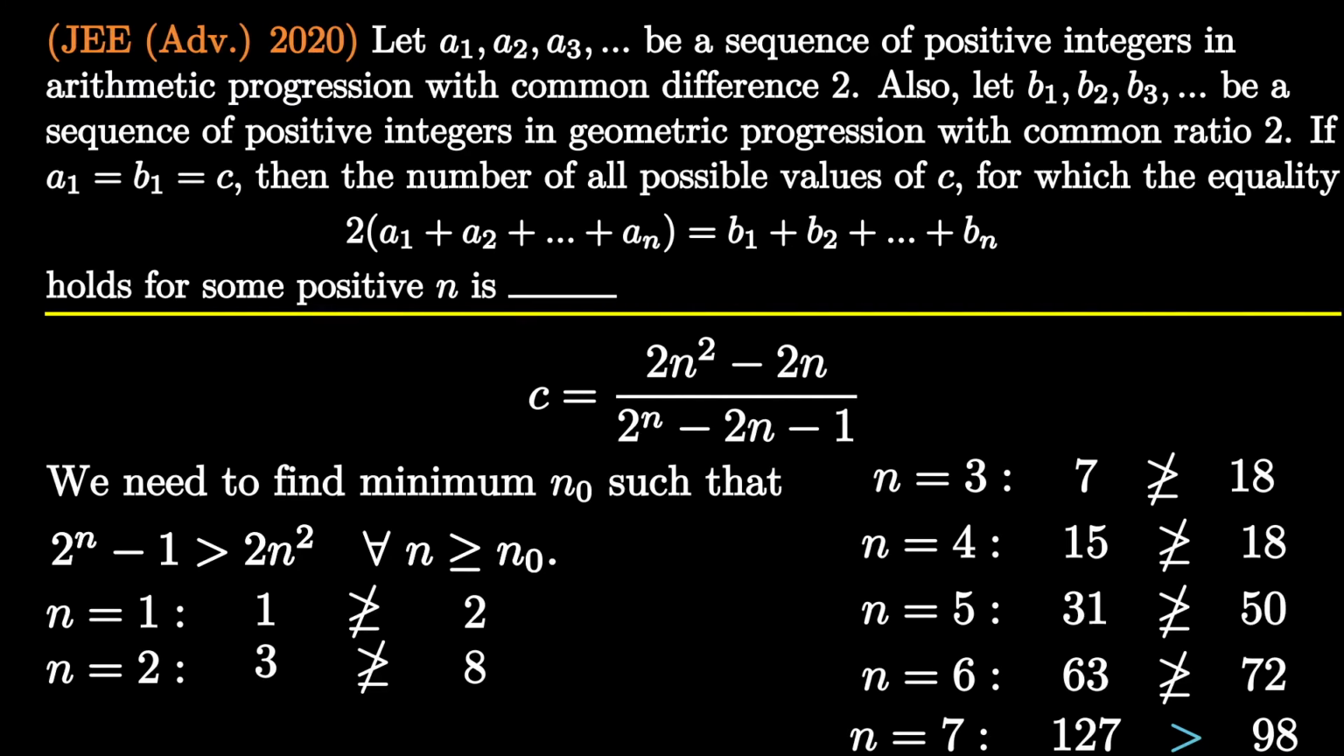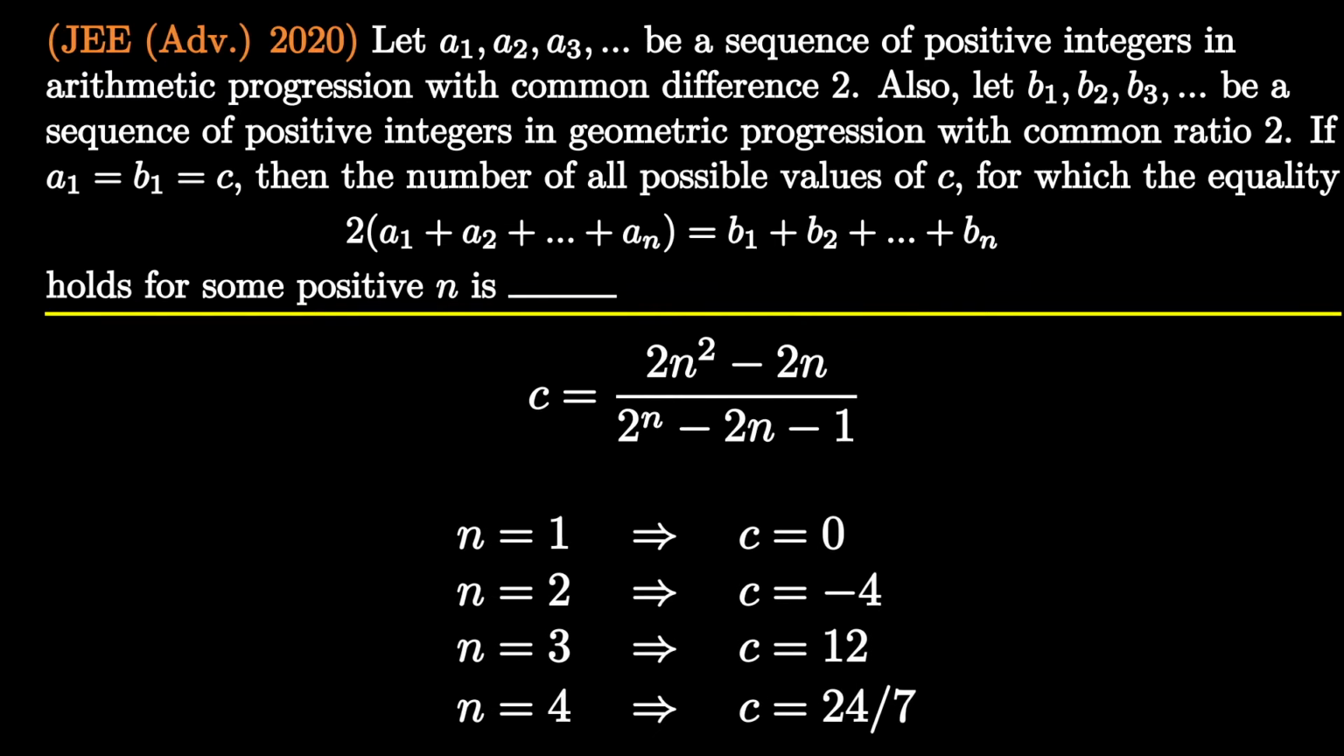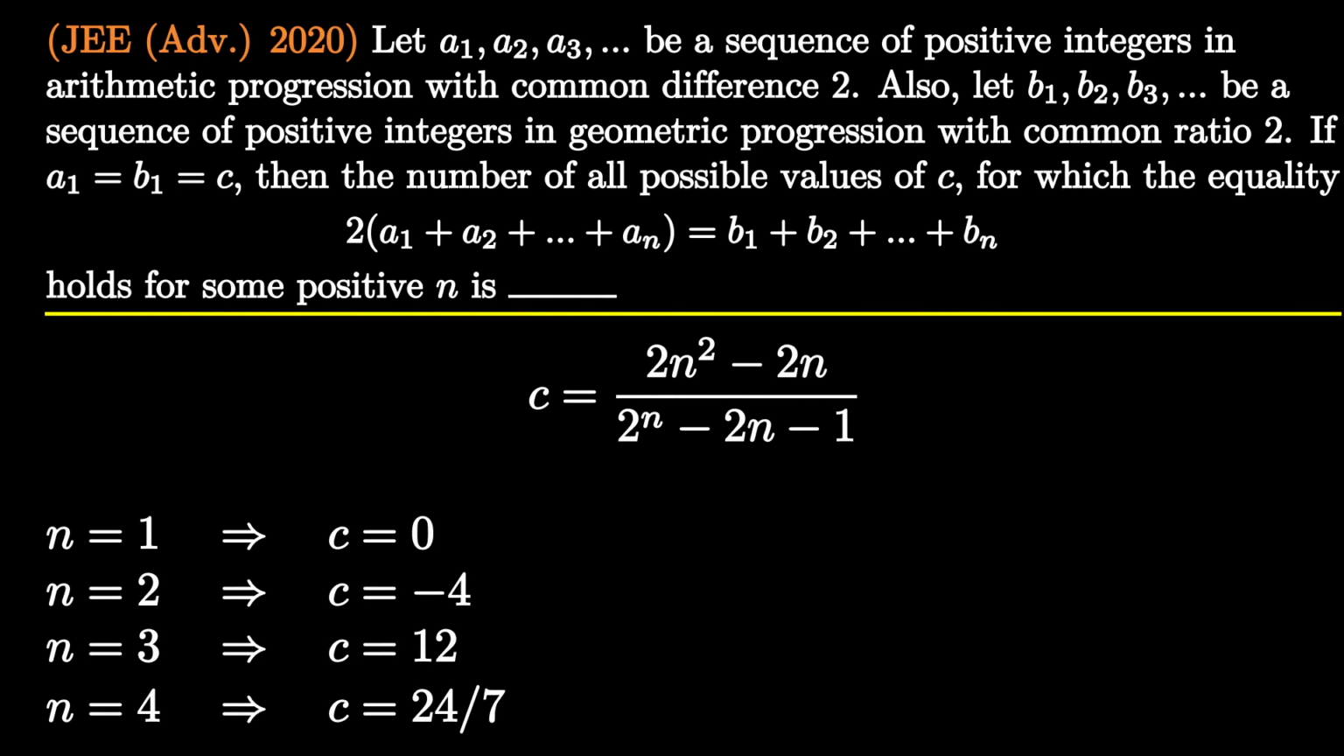But we need to give a formal proof that for every n greater than or equal to 7, the inequality holds. We shall give the proof at the end. For now, let's take it for granted. Now we have 6 positive integers for which the numerator is greater than the denominator. It means for some or all of these 6 values of n, we might get c, a positive integer.